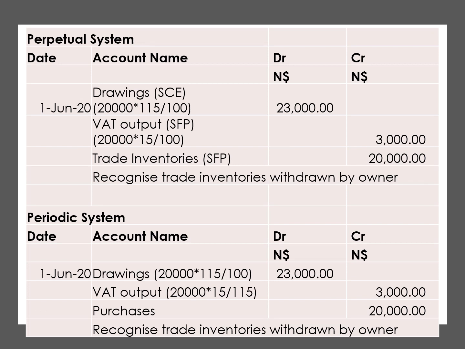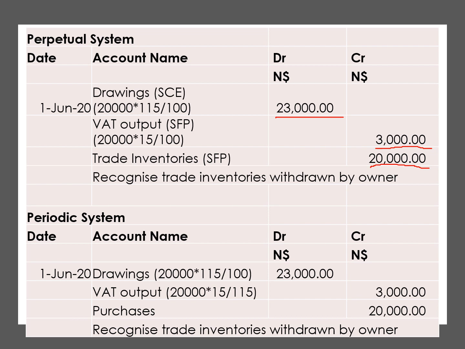Drawings of trade inventories by the owner on 1 June 2020 will be recorded as follows under the perpetual inventory system. We debit drawings with an amount of 23,000. We debit VAT output with an amount of 3,000 and we debit the trade inventories with an amount of 20,000. Your journal narration will be recognized trade inventories withdrawn by owner. Let us look further at the amounts that we have used.